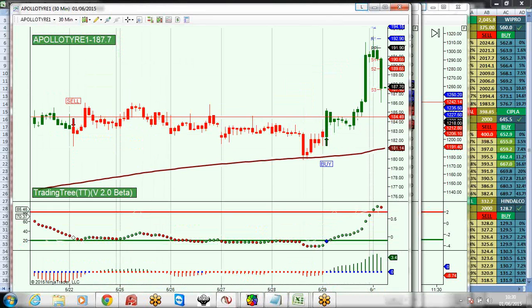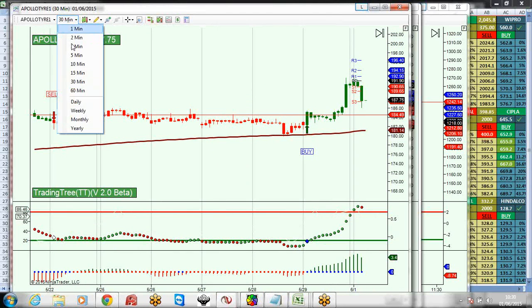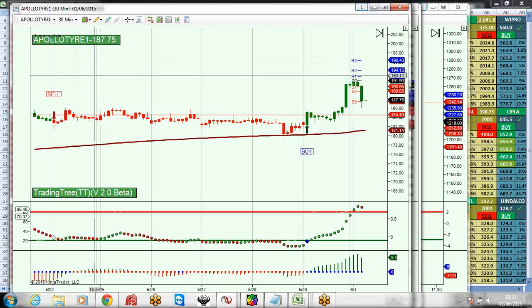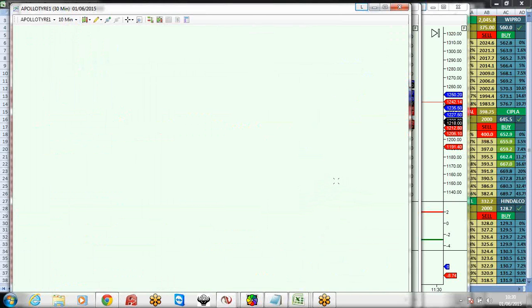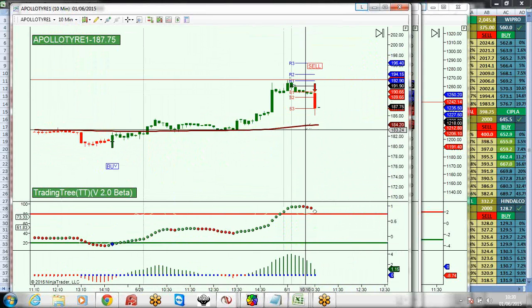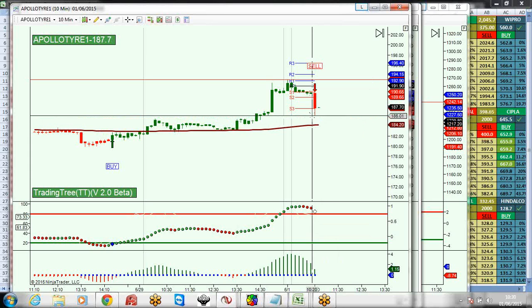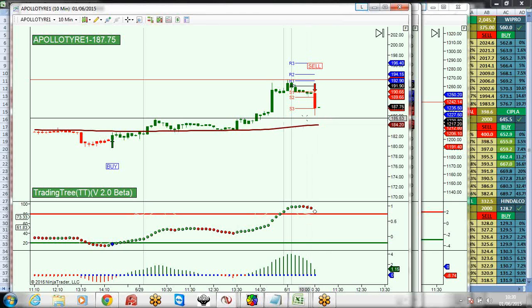So the first thing is it's still in a buy mode on a long-term basis. And there is a strong support. This brown line is a very strong support line. So in case you want to enter the trade, you can enter at 185.90, but you should look for very small profit.